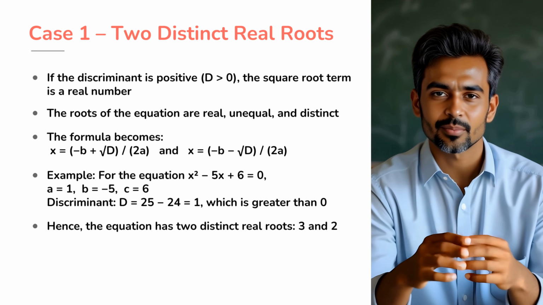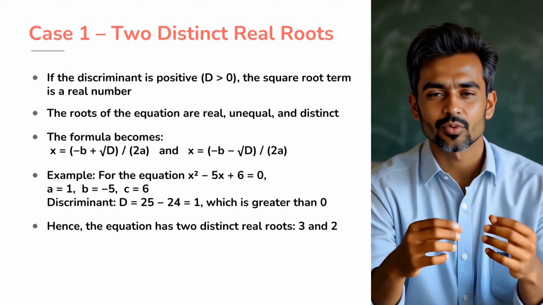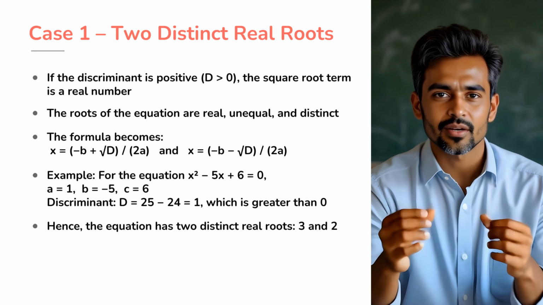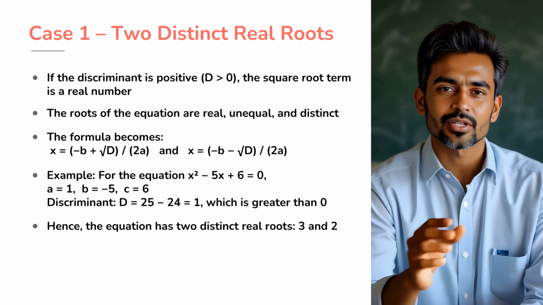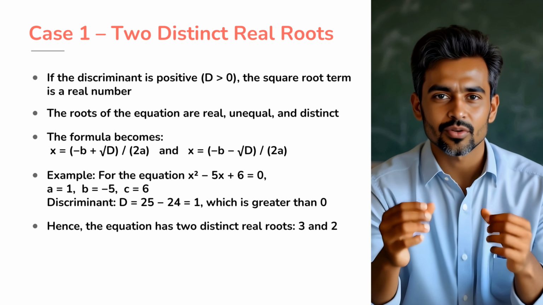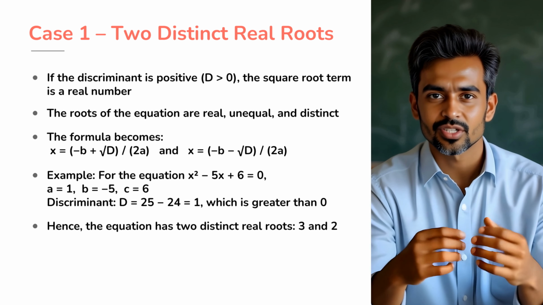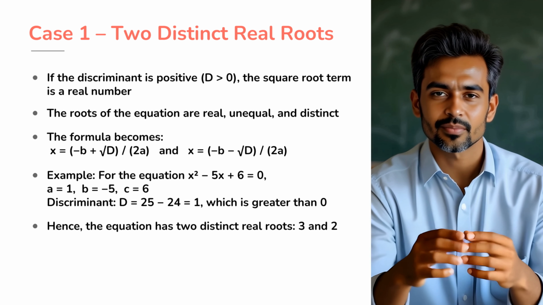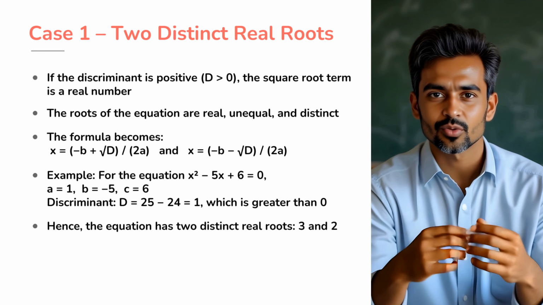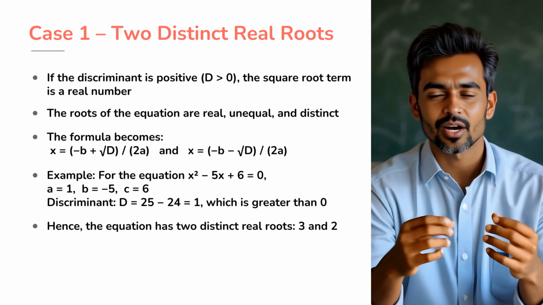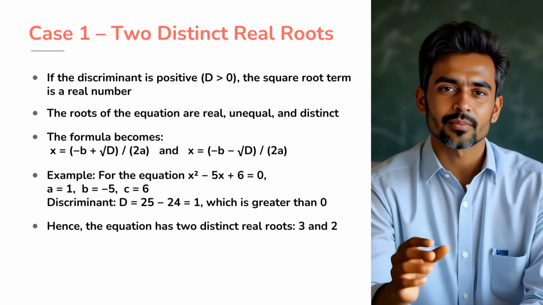Let's take an example. x squared minus 5x plus 6 equals 0. Here, a equals 1, b equals minus 5, c equals 6. So, D equals 25 minus 24 equals 1, which is greater than 0. Hence, the roots are x equals 3 and x equals 2. See how the discriminant helped us know the roots would be real and unequal?